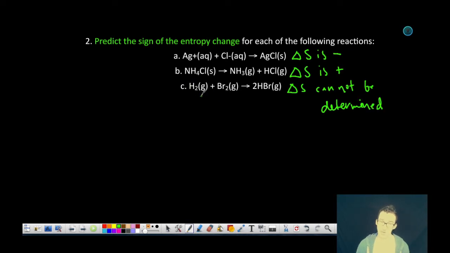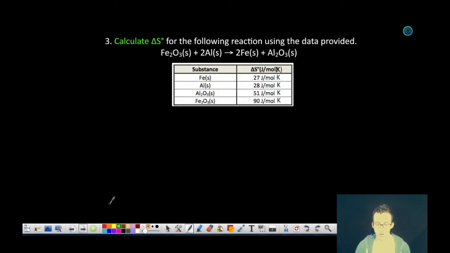Because we have the same number of gaseous molecules on the left as we do on the right, or moles of each of those on the left and on the right. So we can't really tell in this case. We're both in the same state. On both sides of the equation, we've got the same number of moles of each of those gases. Problem number 3, we start some of our quantitative analysis.